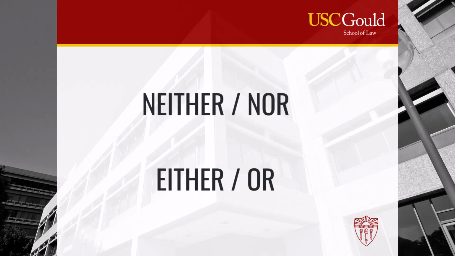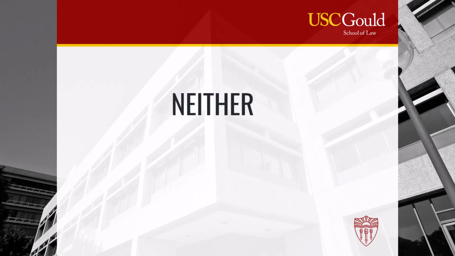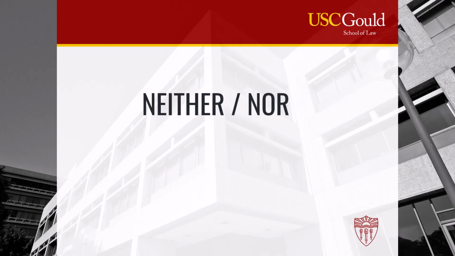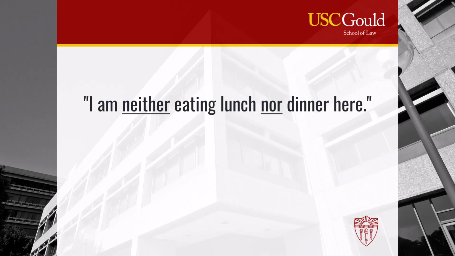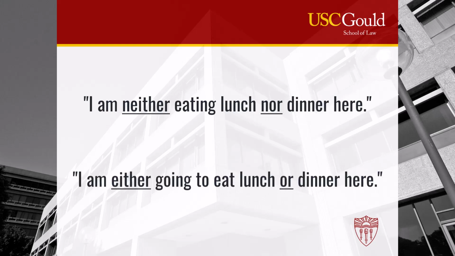Neither nor or either or. The rule of thumb here is that if you use neither, you have to follow it with nor. If you use either, you have to follow it with or. I am neither eating lunch nor dinner here. I am either going to eat lunch or dinner here.